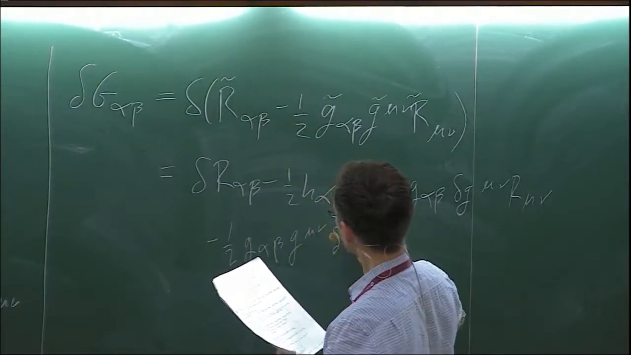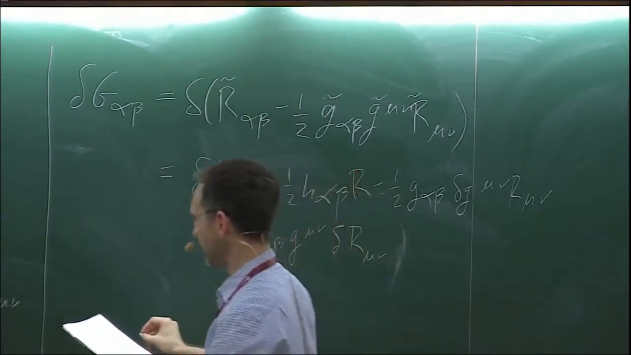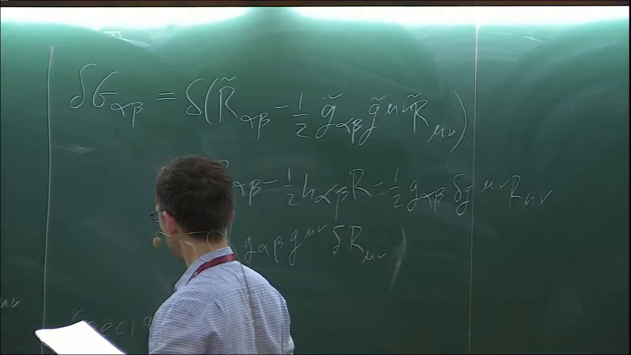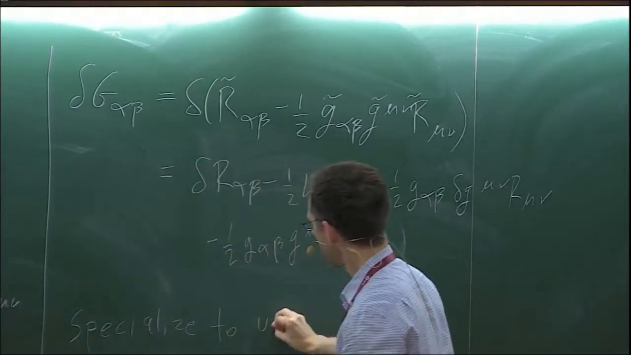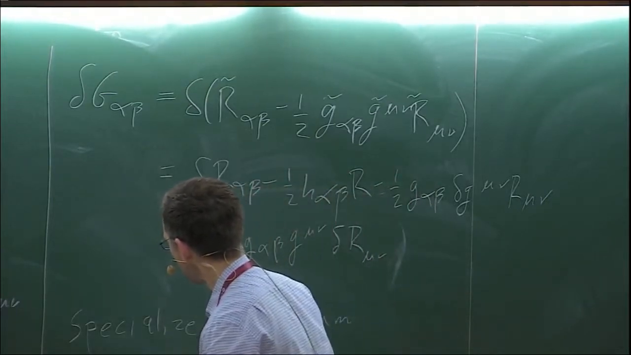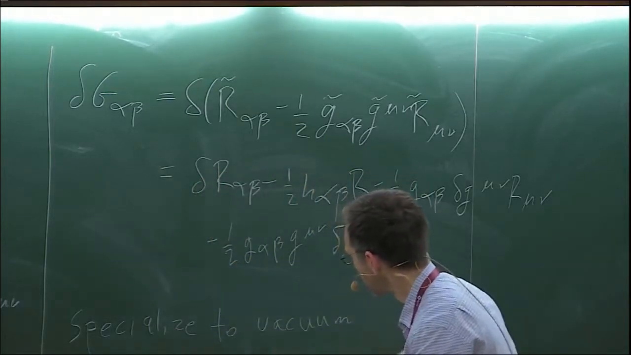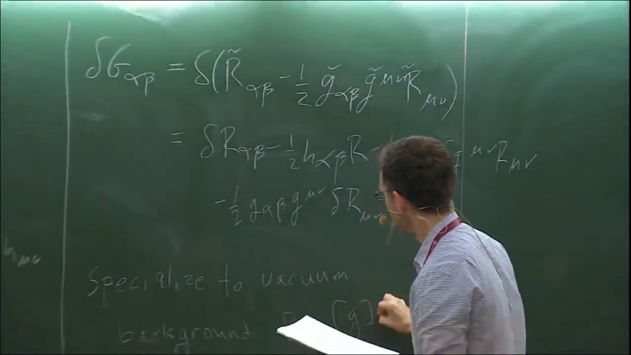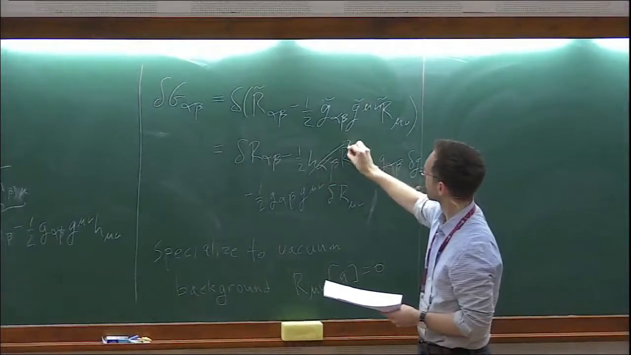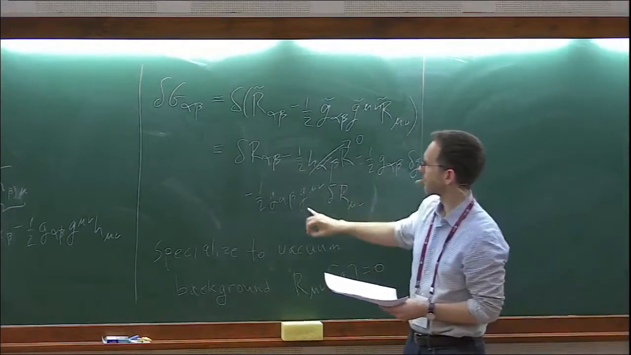And now I'm going to make a specialization to a vacuum background, which will simplify the form considerably. So specializing to a vacuum background spacetime, we have that the Ricci tensor of the background is 0. And so then this term is 0, and this term is 0. And you're just left with these two terms.